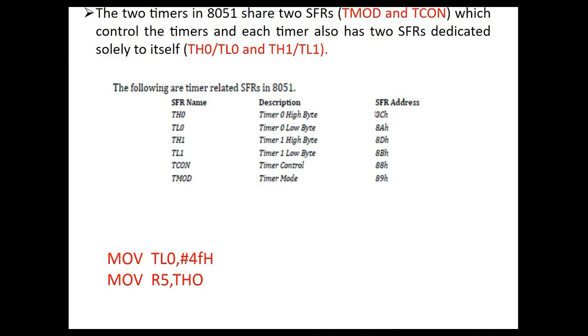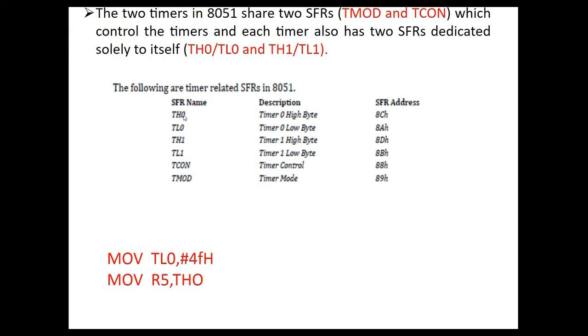These are the special function register addresses for the various special function registers which are reserved for timers. For example, the special function register name is TH0, that is timer 0 high byte, and the address reserved for TH0 in the 8051 microcontroller is 8C. Similarly, we have the addresses for all the special function registers.